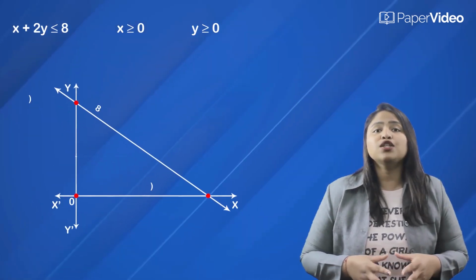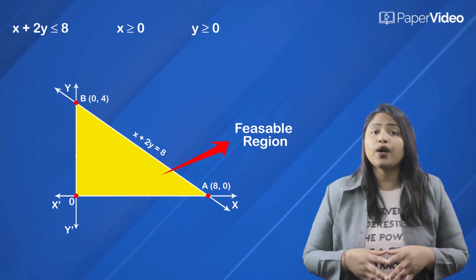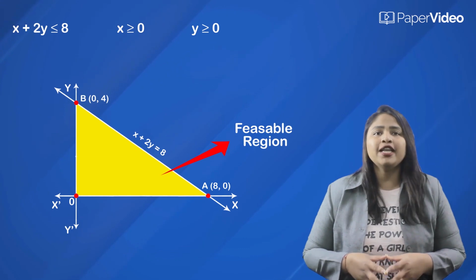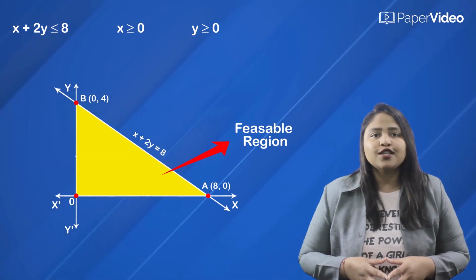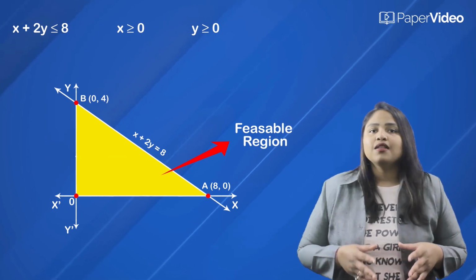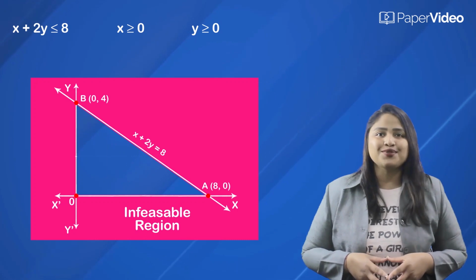Now let's understand some terms related to the graphical method of solving a linear programming problem. The common region determined by all the constraints, including the non-negative constraints x greater than or equal to 0, y greater than or equal to 0, of a linear programming problem is called the feasible region or solution region for the problem. The region other than the feasible region is called an infeasible region.